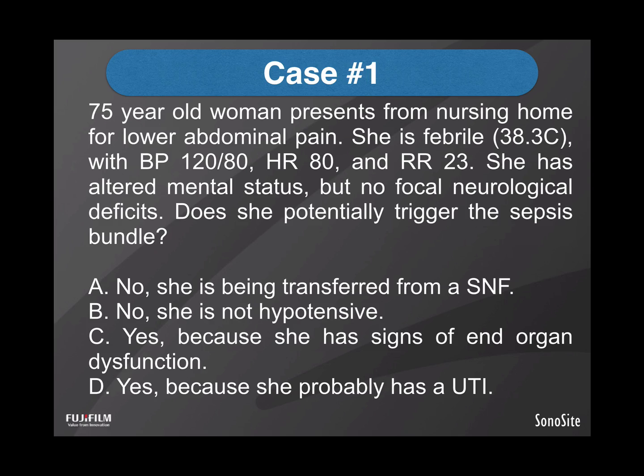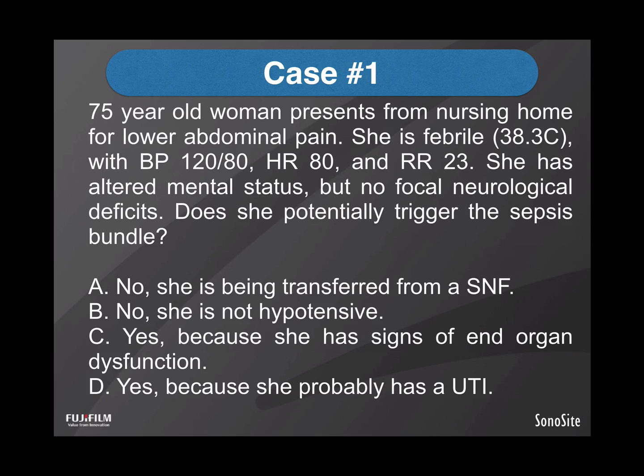Let's go through a couple of cases to see how well you test. First, we have a 75-year-old woman who presents from a nursing home for lower abdominal pain. She is febrile with a blood pressure of 120/80, her heart rate is 80, and her respiratory rate is 23. She has altered mental status, but no focal neurological deficits. Does she potentially trigger the sepsis bundle?